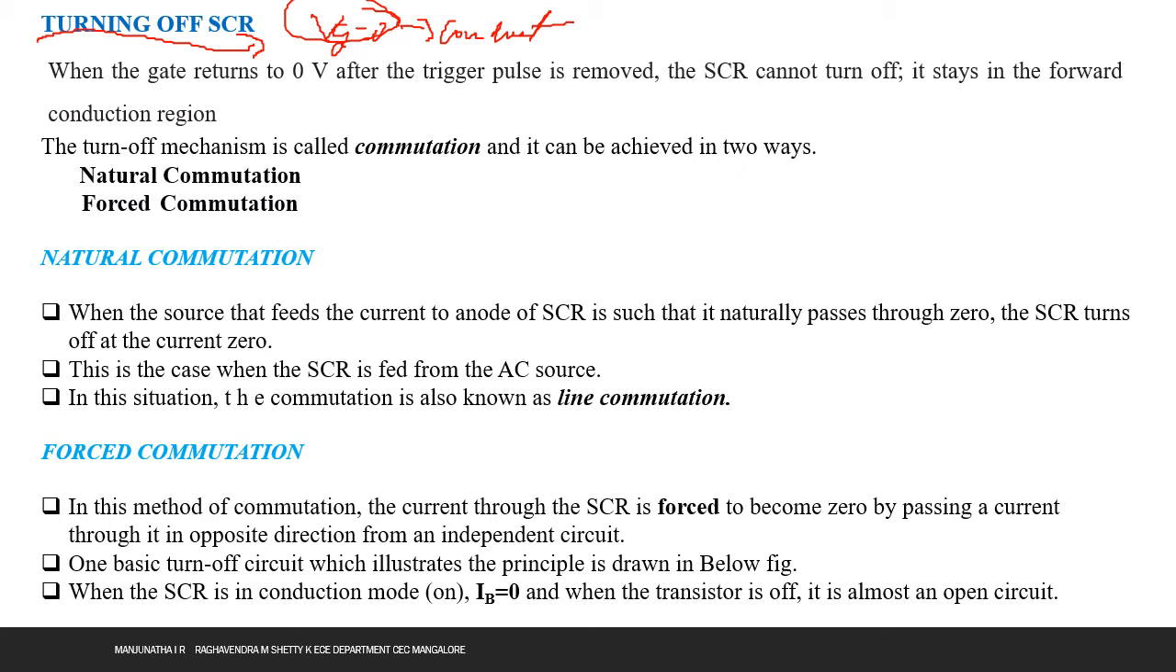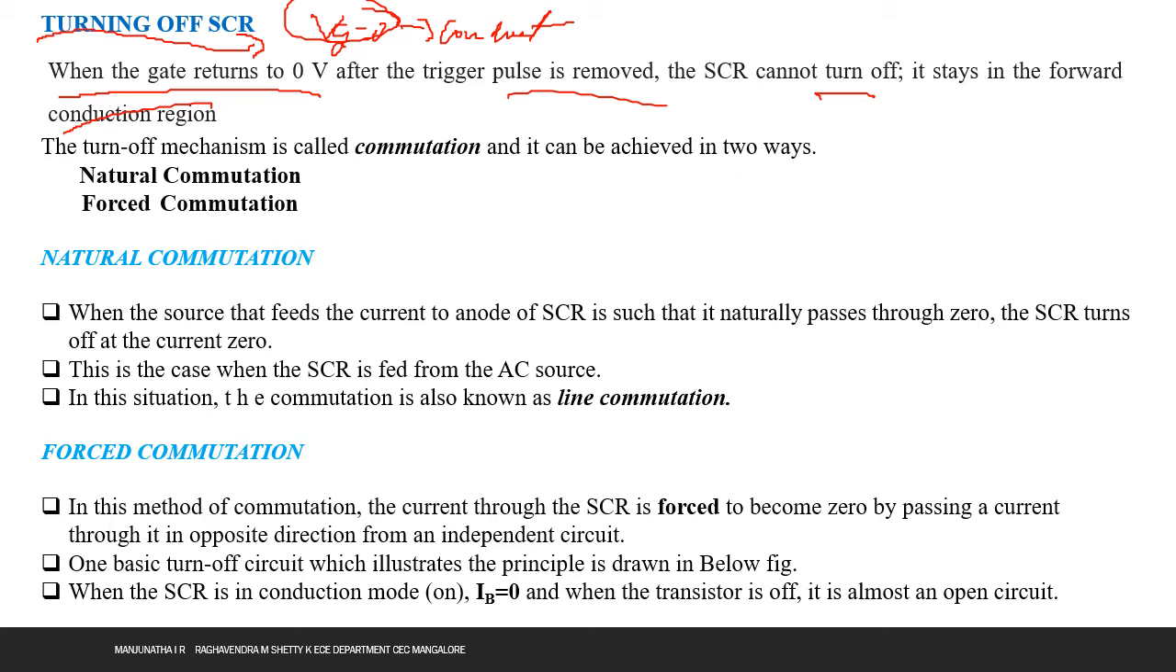So look at the points we have mentioned here. When the gate returns to 0 volts after a trigger pulse is removed, the SCR cannot turn off. It stays in the forward conduction region.